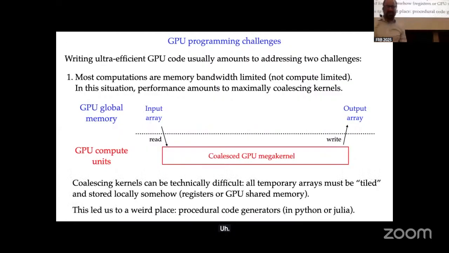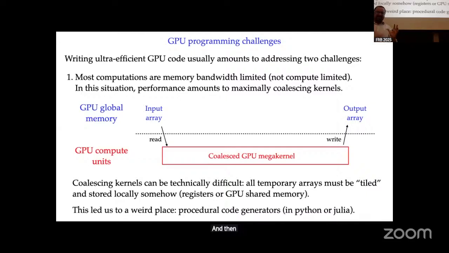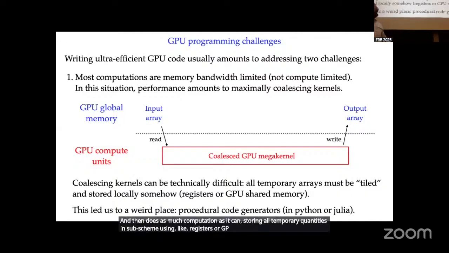What you want is something like this, like one gigantic coalesced GPU megakernel, handwritten in CUDA, that reads a tile of the array from GPU memory into a compute unit, and then does as much computation as it can, storing all temporary quantities in some scheme using registers or GPU shared memory. And you just keep coalescing until you run out of space on the compute unit, and only then do you write the result out.